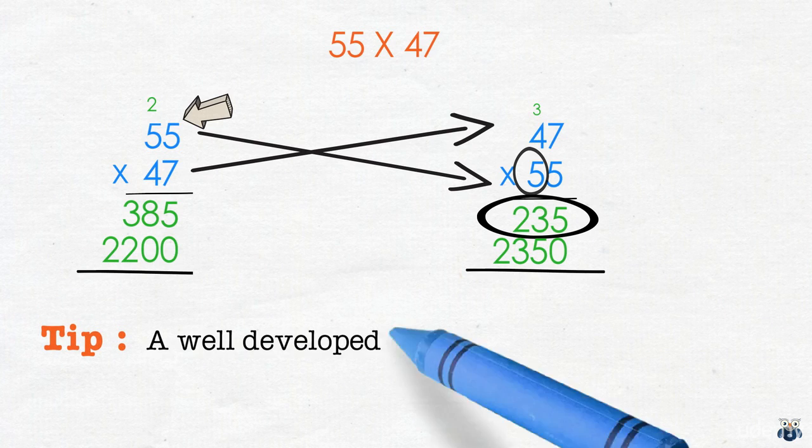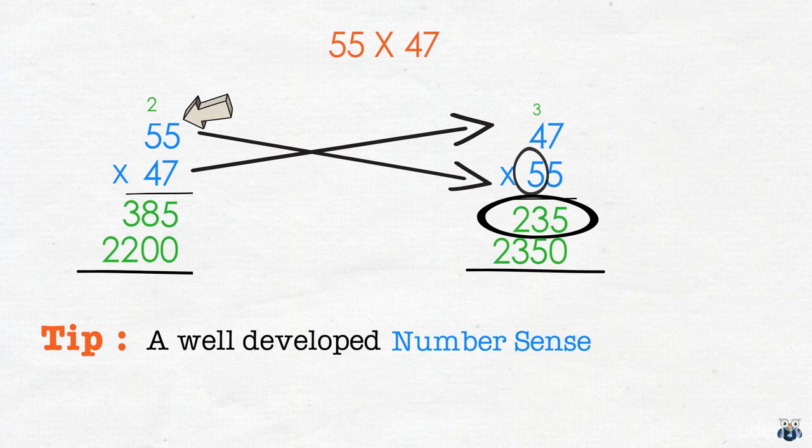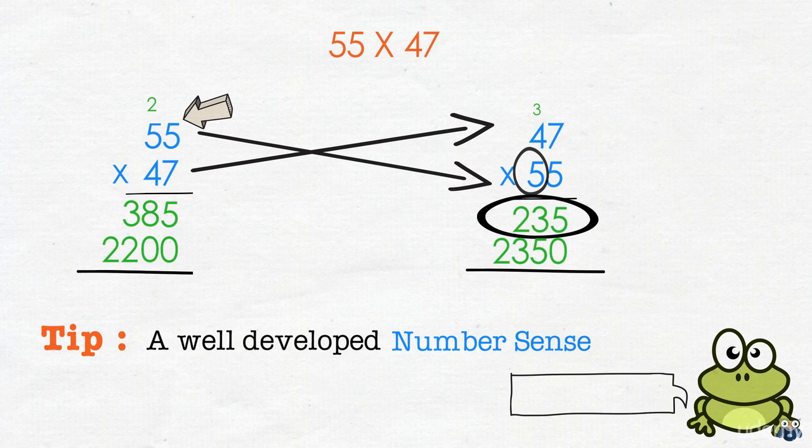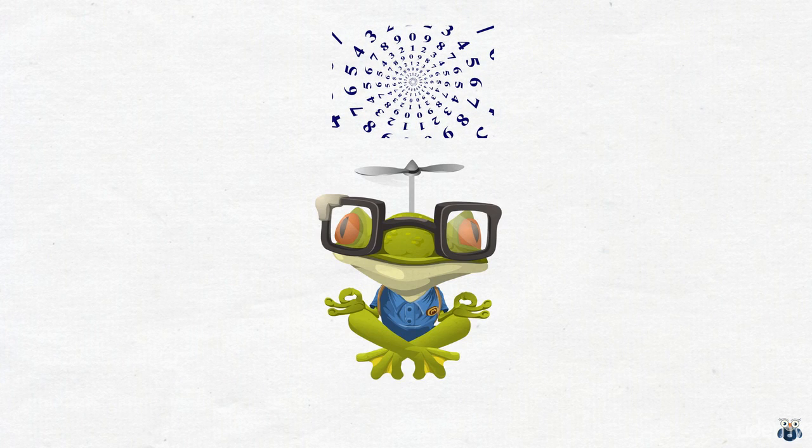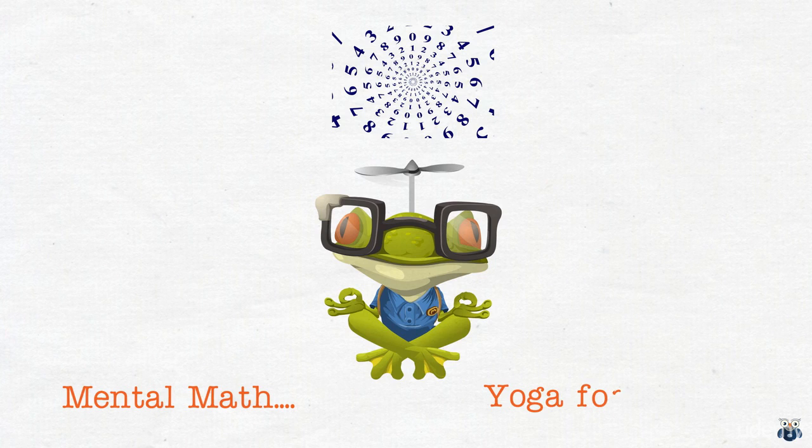So here's our next tip. A good mathematician has a well-developed number sense. And what is number sense? As one regularly talks about numbers, uses them in computations, uses mental math, and accurately estimates computations, one becomes more flexible in working with numbers. In other words, one develops better number sense.